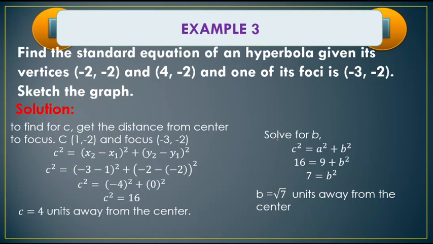So meron ka ng A squared and B squared. At meron ka ng center. So makukuha na natin ngayon yung standard equation ng hyperbola natin.